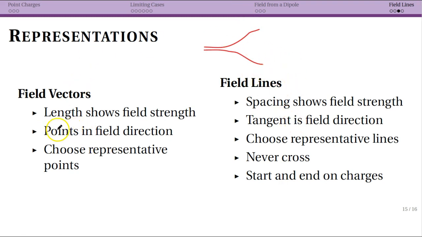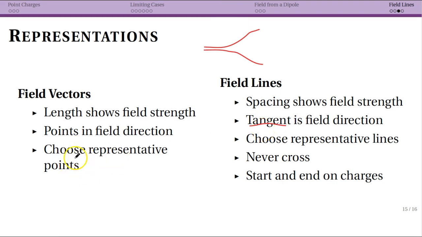The direction is literally just what way does the vector point, right? So points in this case refers to the vector, not dots. So the vector points in the direction of the field. For the field line, it's tangent. So this is a little trickier to interpret the direction.